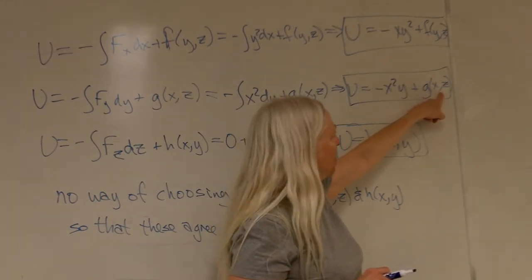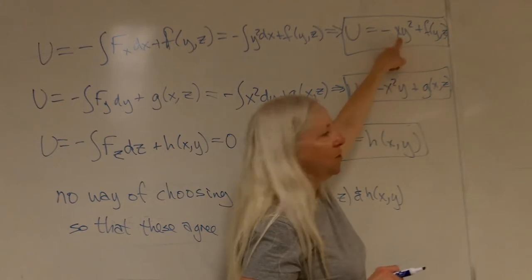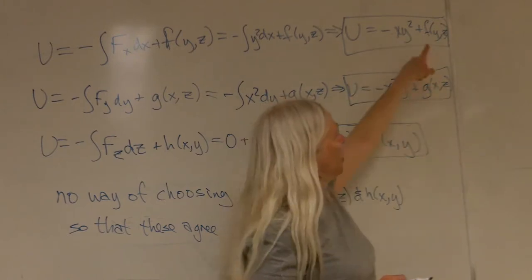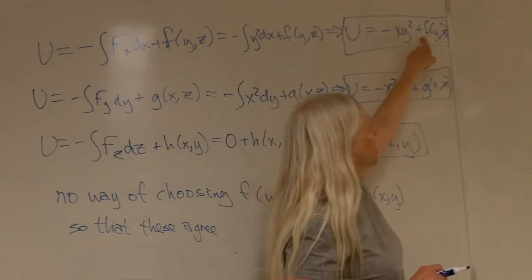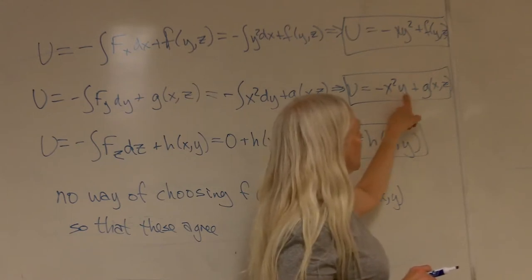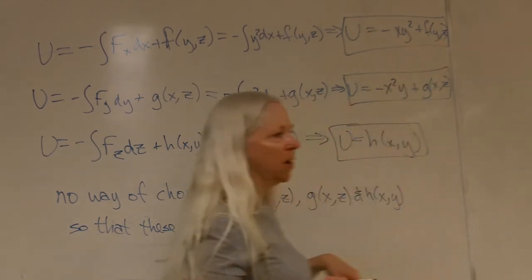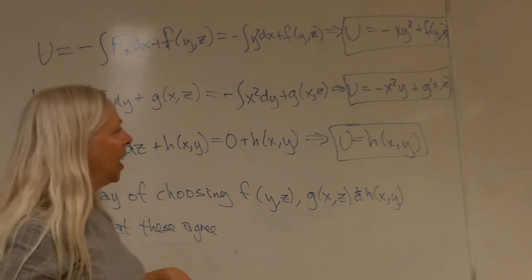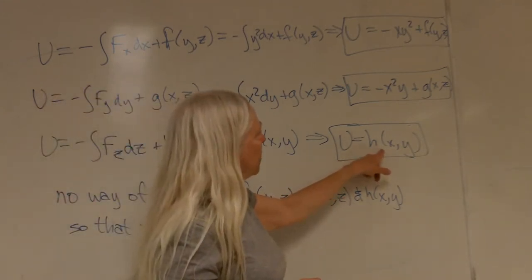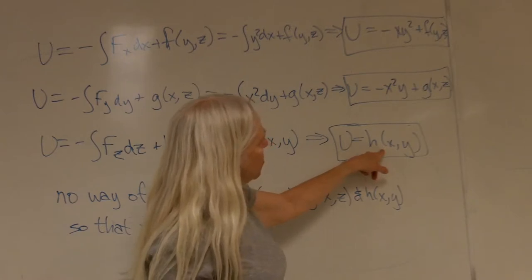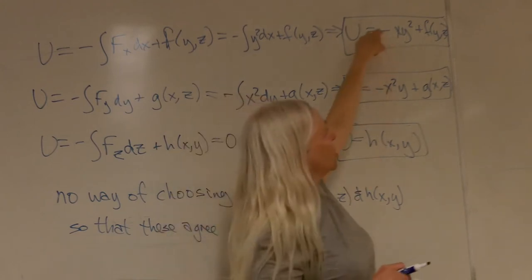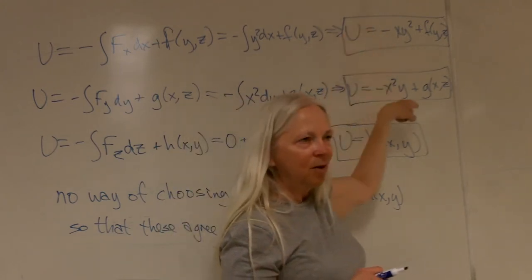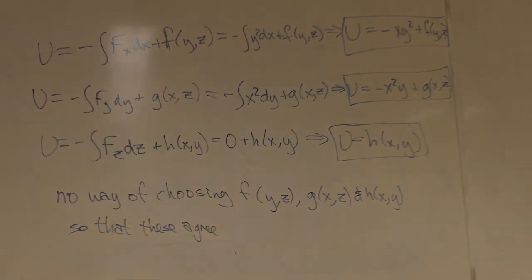So there's no way of picking a function g of x and z to give me a term that looks like that. Similarly, there's no way of picking an f of y and z to give me the term that looks like this that's missing in this expression. The term I need depends on x and y, but I'm allowed to only pick a function that depends on y and z. Now, of course, the h of x and y, I could pick to be minus xy squared minus x squared y, and that would give me the terms I need to agree with both of those. But there's no way I can make these two agree with each other. So there's no way I can pick these functions to give me one single expression for u.